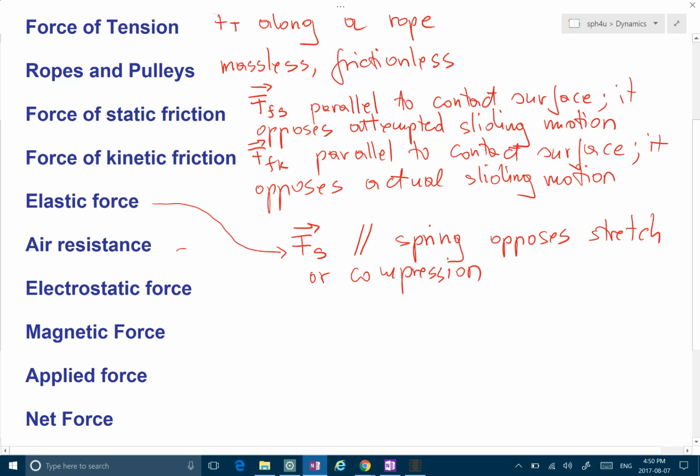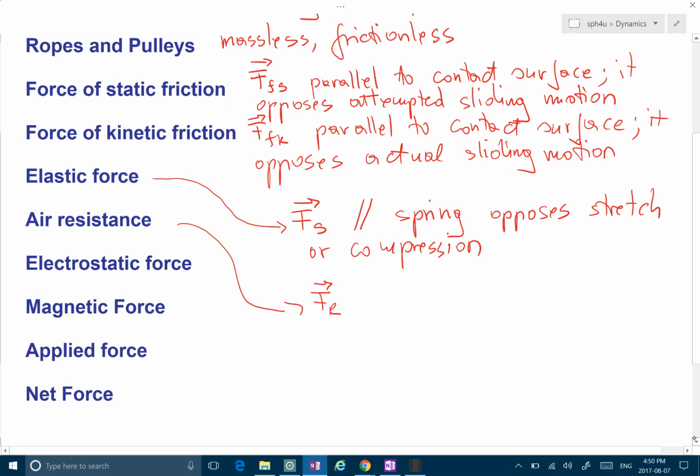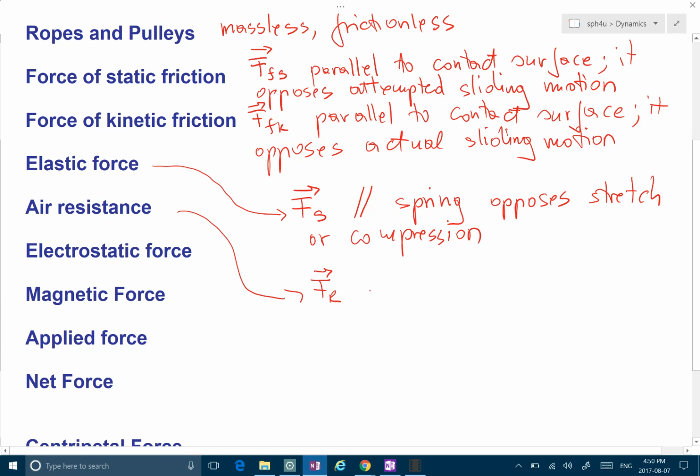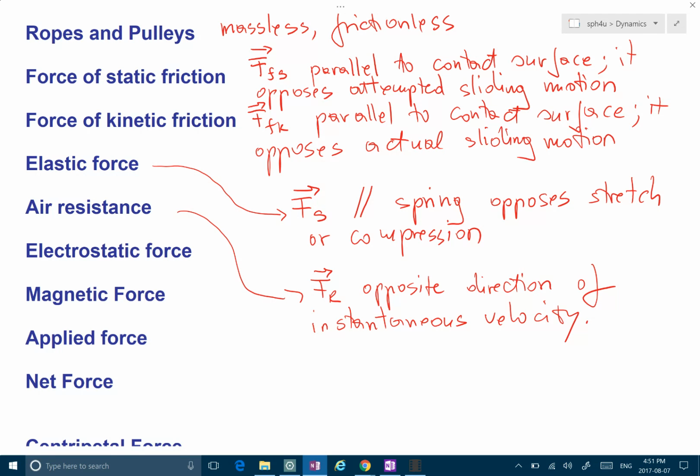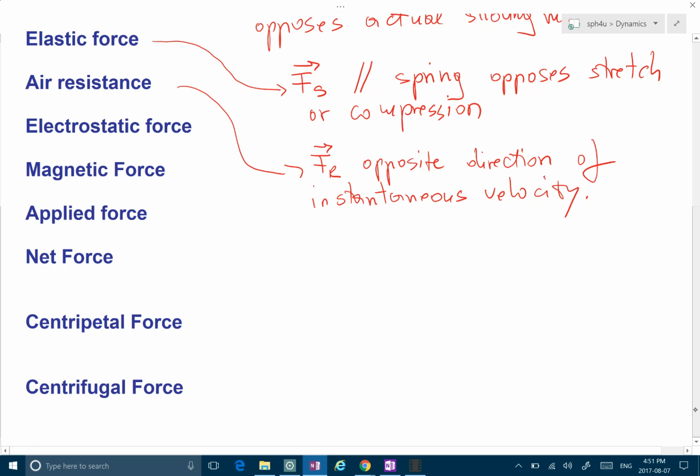All right. Then we have air resistance, Fr or Fair. It's in the opposite direction of instantaneous velocity. So whatever direction the velocity of an object is at a given instant, when an object is moving through air, air resistance will oppose that motion and will therefore be in the opposite direction.